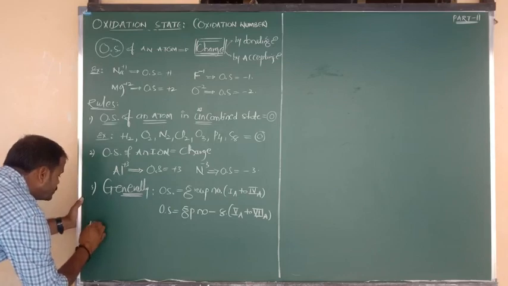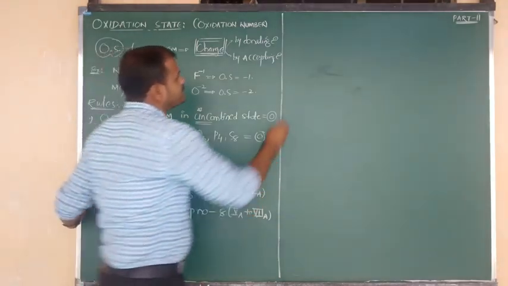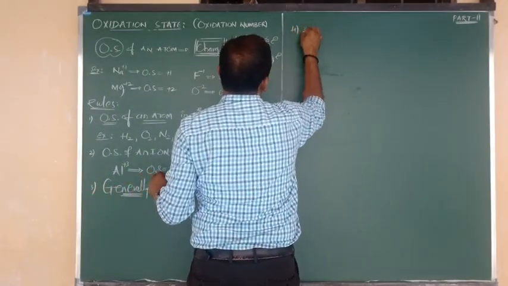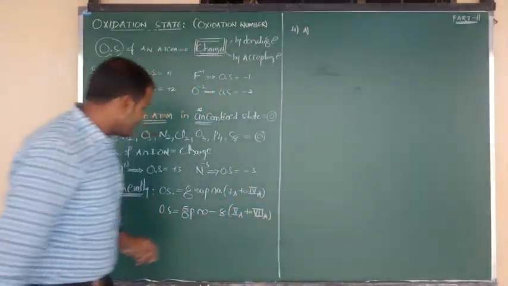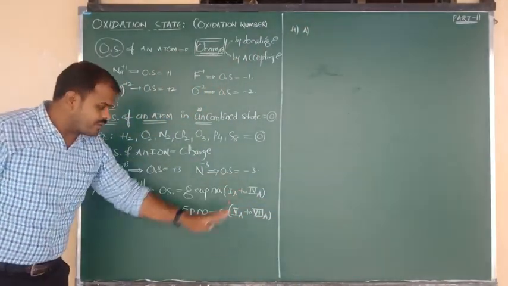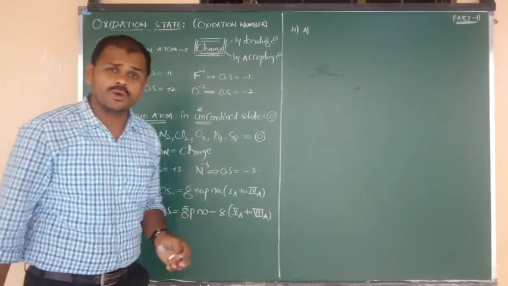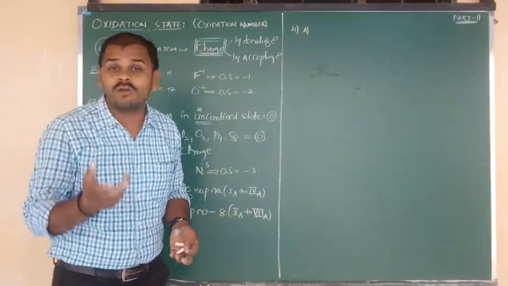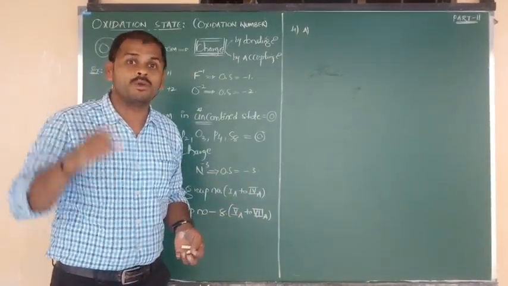Next rule I am going to give you. 1A to 4A is okay, 5A to 7A is also okay. But what about D block, what about F block, and what about zero group?